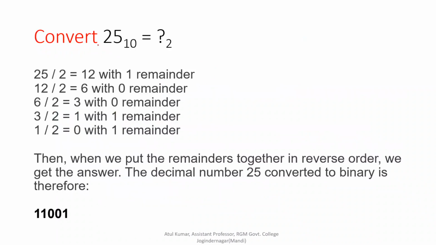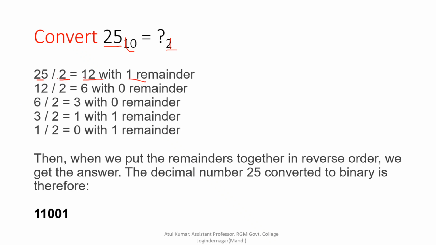We have a decimal number, because it has base 10, the number 25, and we have to convert this number to base 2, which is a binary number. So we have to convert 25 into a binary number. The first step is to divide 25 by the base of the new number system. Here the base is 2, so we divide 25 by 2. The quotient here is 12 and the remainder is 1.